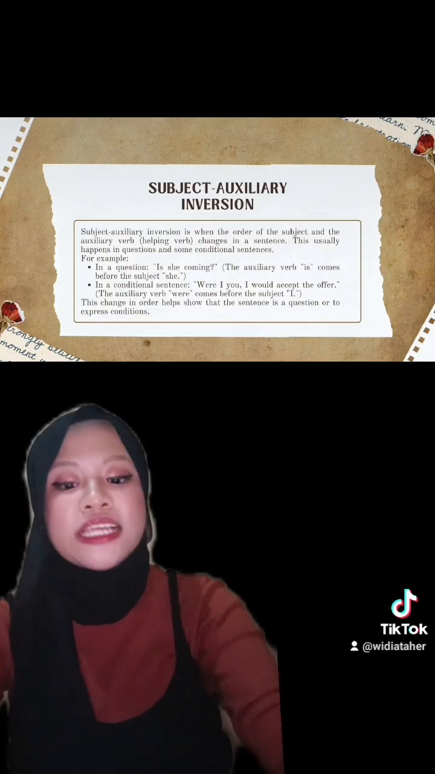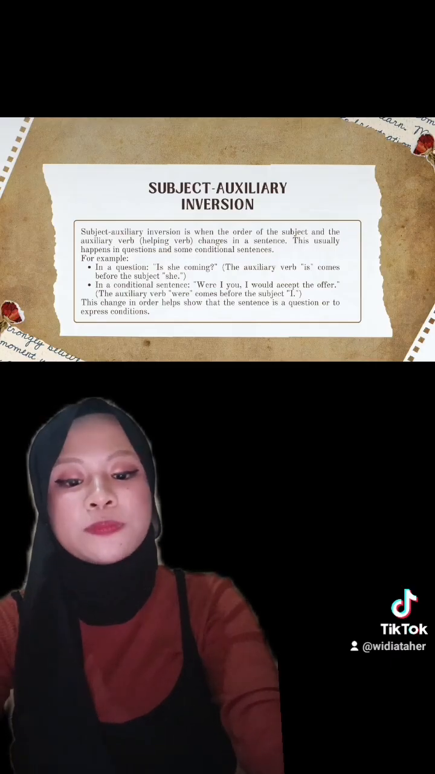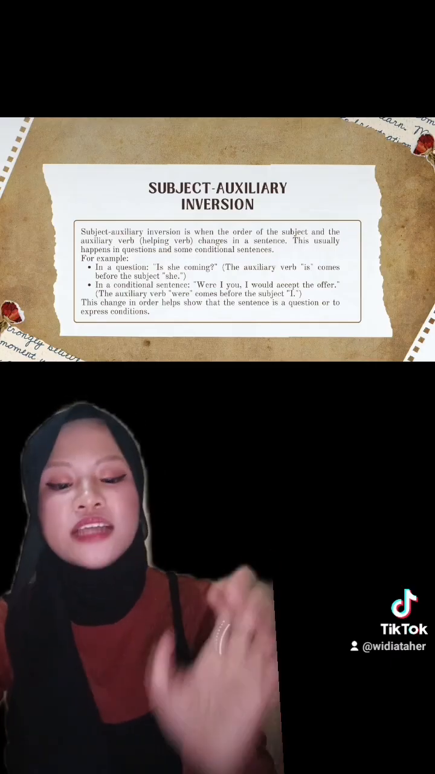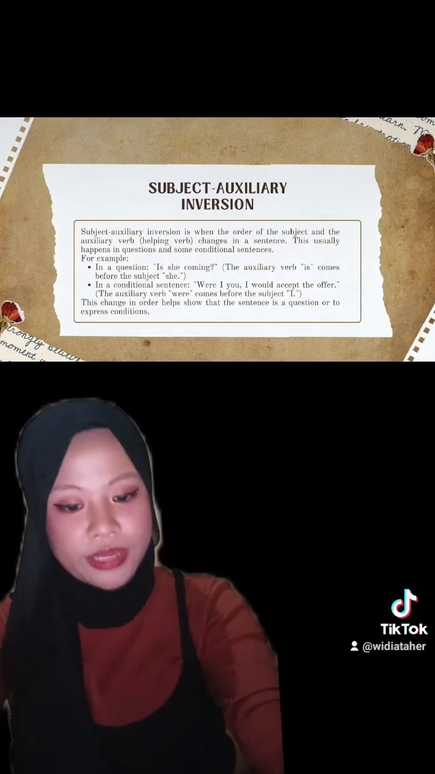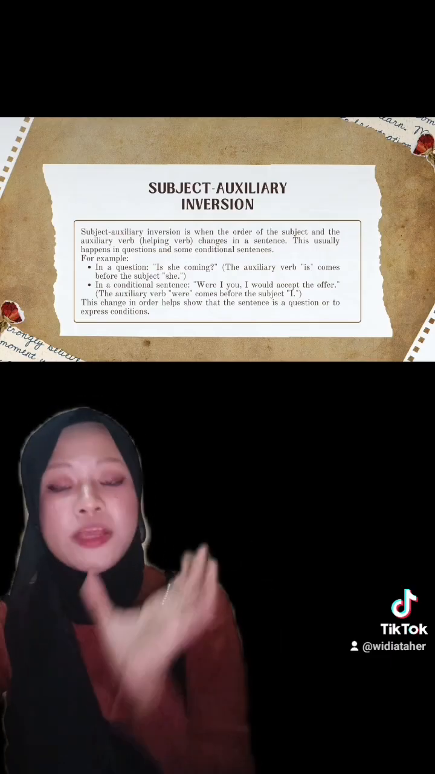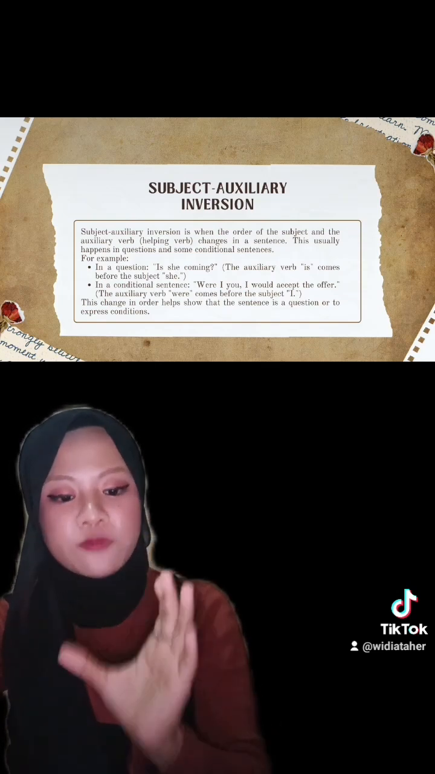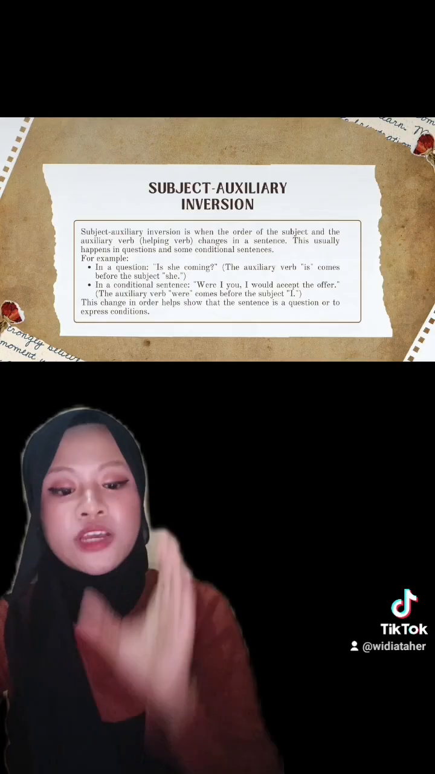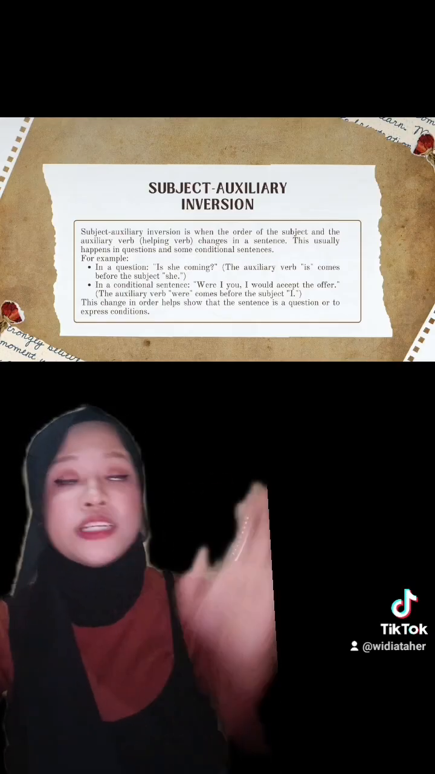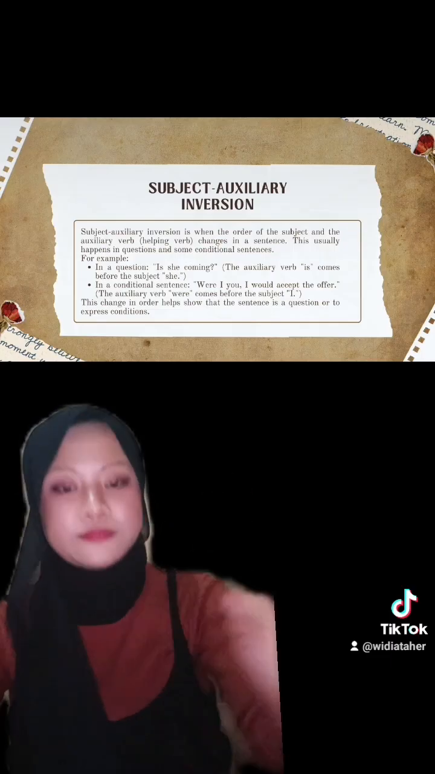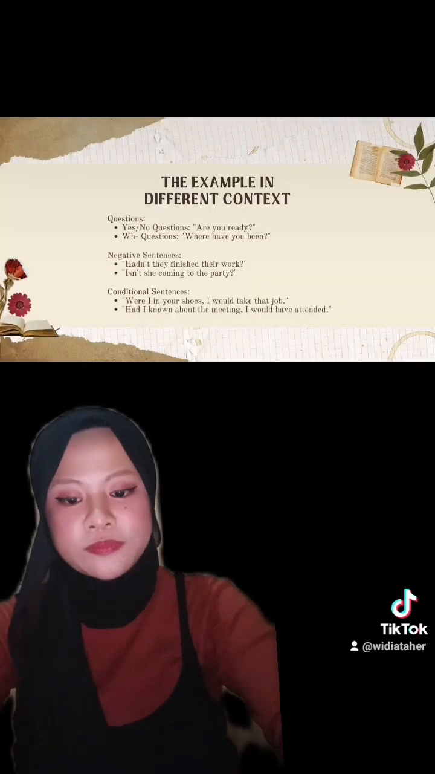And the second one, in a conditional sentence: were I you, I would accept the offer. The auxiliary verb were comes before the subject I. Why were? Because were is the auxiliary verb used for I in this case. If I change it into was, it would be for he, she, or it. Those are examples in different contexts.